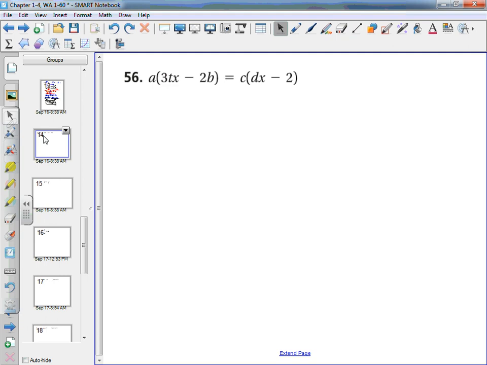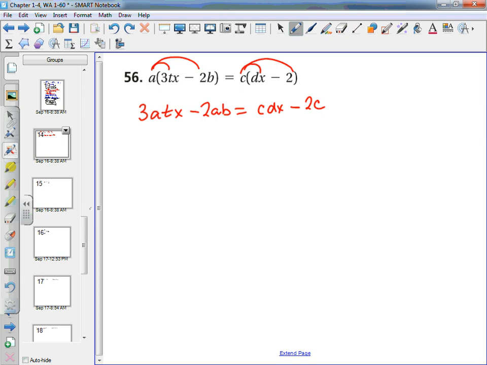56. We're solving for x. So what do you see there? I see parentheses that are kind of ugly and nasty. So what do we do? Distribute. 3ATX minus 2AB. What did I do with my variables there? I put them in alphabetical order. Why would I do that? So that you can find your like terms easier. Distribute the C. CDX minus 2C.